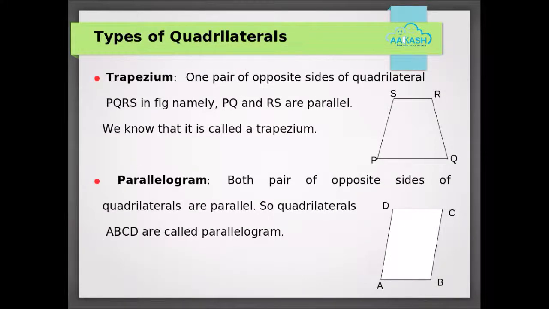Types of quadrilaterals. Trapezium. One pair of opposite sides of quadrilateral PQRS in the figure, namely PQ and RS, are parallel, that is called a trapezium. Parallel lines never meet, as shown in the figure. Parallelogram. Both pairs of opposite sides of the quadrilateral are parallel. So quadrilateral ABCD is a parallelogram. So AD is parallel to BC and AB is parallel to CD.